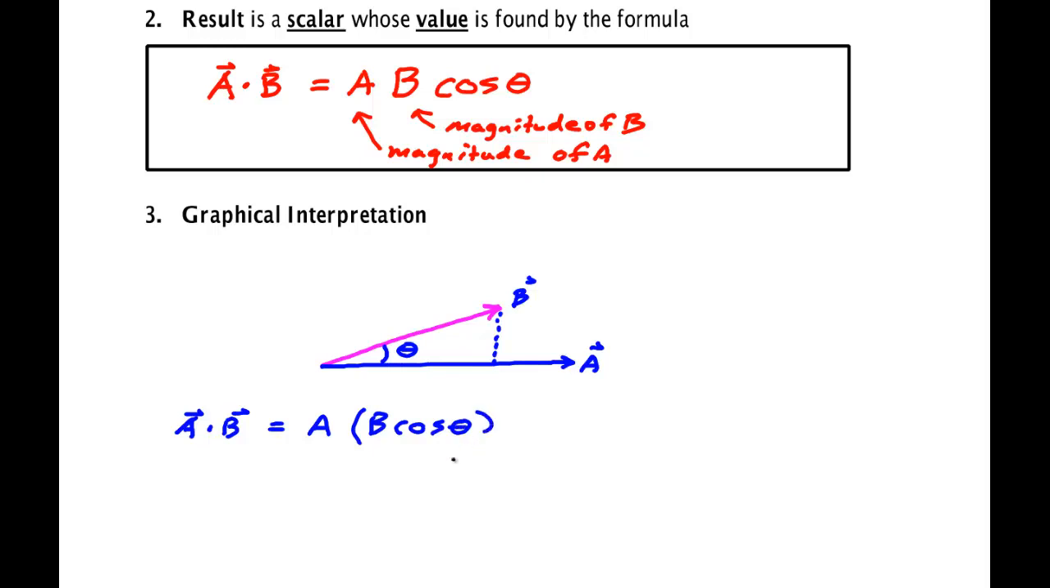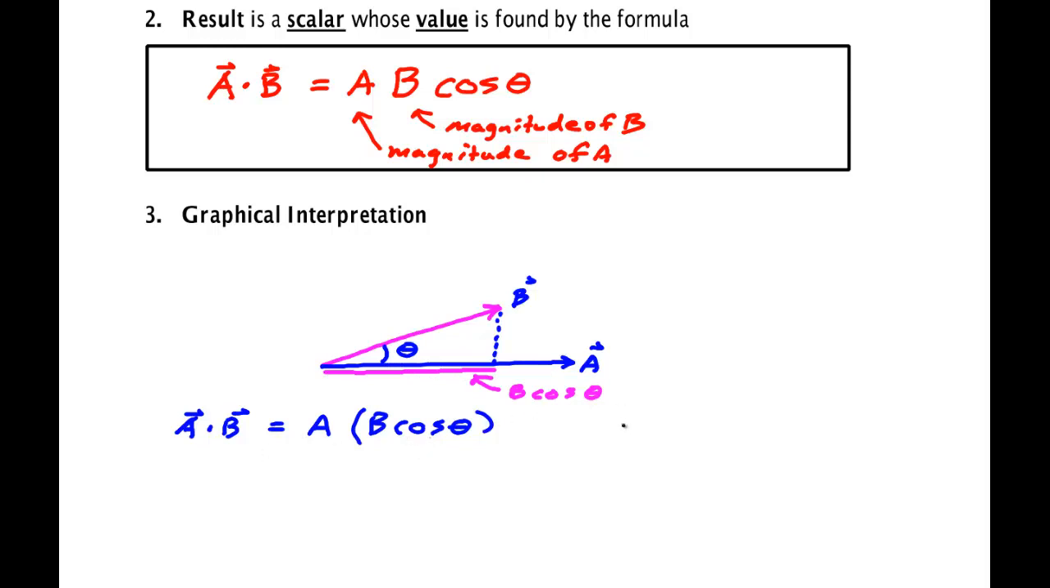Now, if we do that, what that basically says is that this distance right here is the adjacent side, and that would be B cosine theta. So what we're saying is, take the length of A, this blue arrow, its length, and multiply it by the amount of B that lies in the same direction. That's what B cosine theta finds you: the amount of B that lies in the direction of A. And that gets you this value.